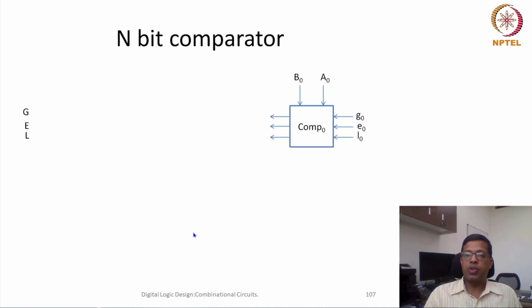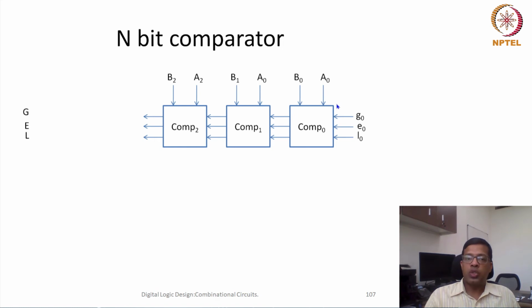we can see that first we'll have a comparator 0. In comparator 0 we'll have G0, E0 and L0 as input, and A0 and B0 would be the input from the input side, and similarly there would be the first comparator, second comparator. So remember the output of my second comparator, this COMP2, depends on all the bits from 0 to 2, let's say A0 to A2 and B0 to B2.